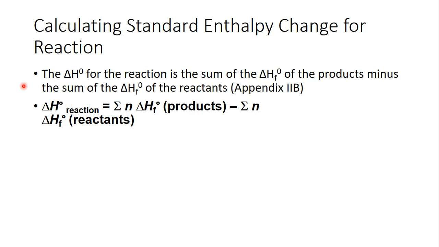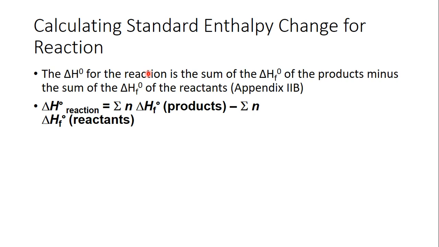And if we want to calculate the standard enthalpy change for a reaction, it's just the delta H of formations for our products multiplied by the number of moles, and we add up all those values, and we subtract from that the delta H of the reactants, always products minus reactants, times the number of moles. And this is something we would have to calculate or look up in our appendix.